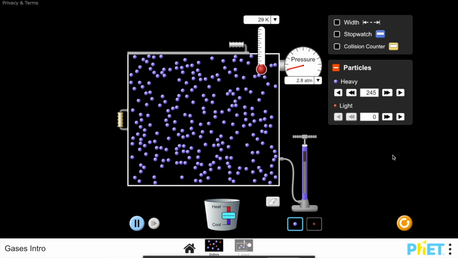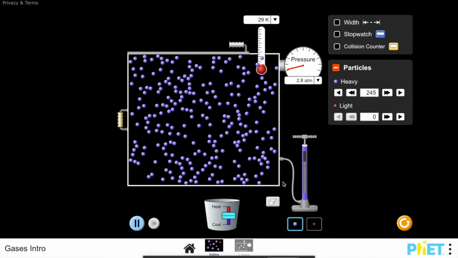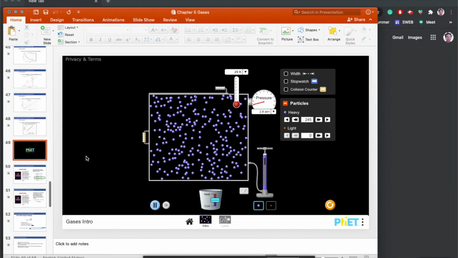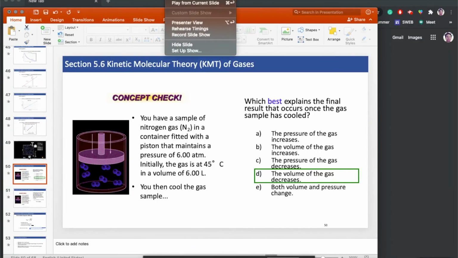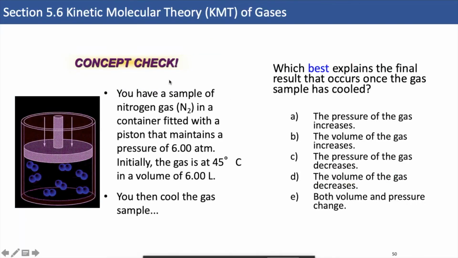And so again, much like we've talked about before, this is just one of the many ways that we are able to use what we've done already to predict what is happening in these types of situations. So here's another little concept check.